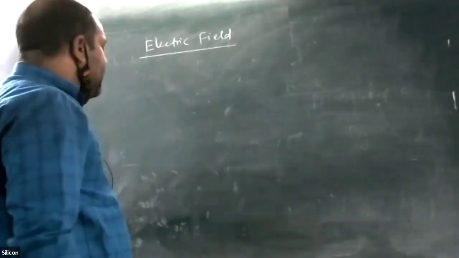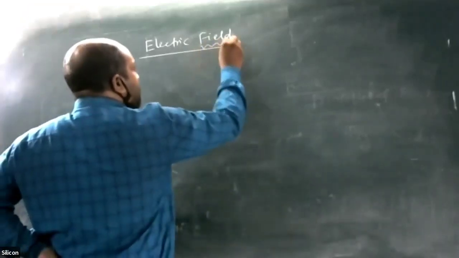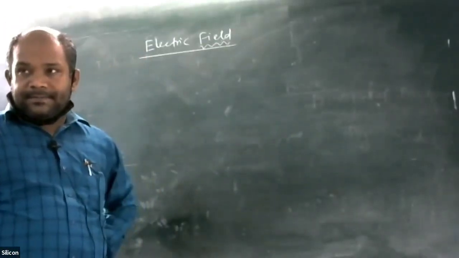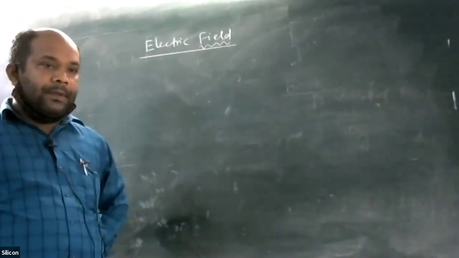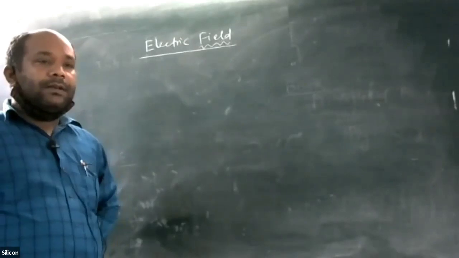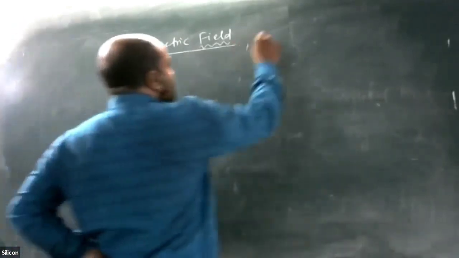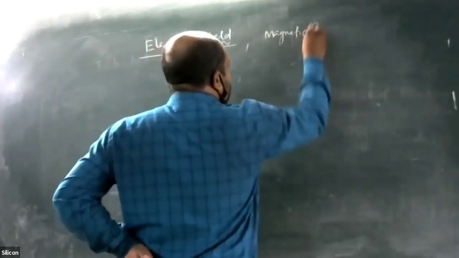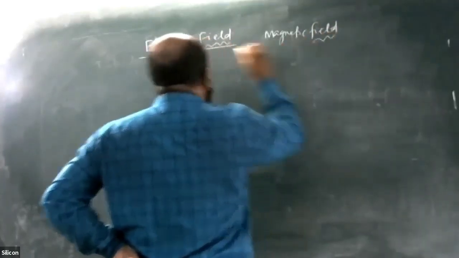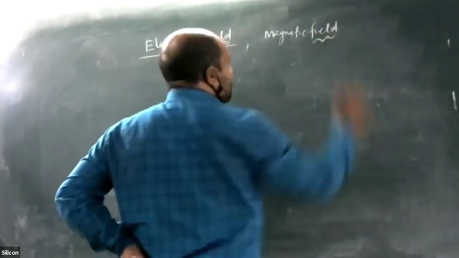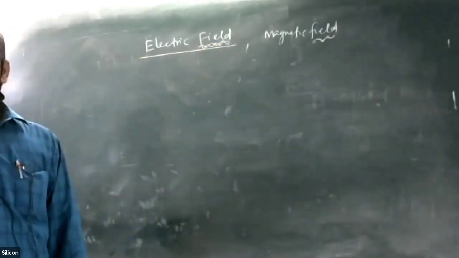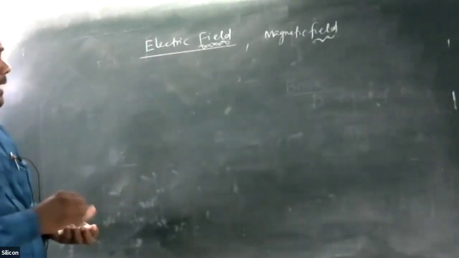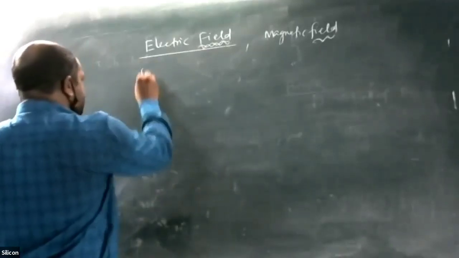If I say electric field, why is this term field coming? What do you mean by this field? What do you mean by the field? Okay, anyone? Similarly, you can also have the magnetic field. Why are we writing this field? Can anyone say what is the definition of a field? If you want to write the definition of this field, please write the field definition first.